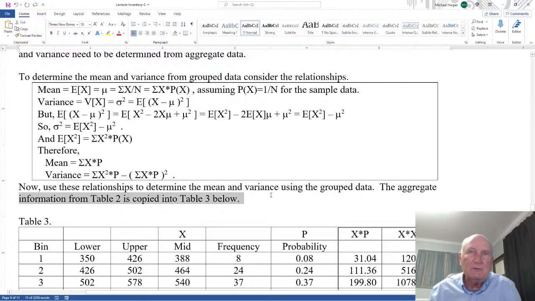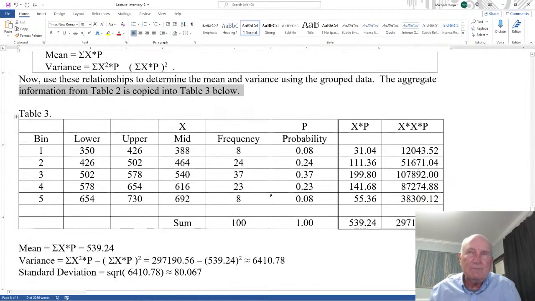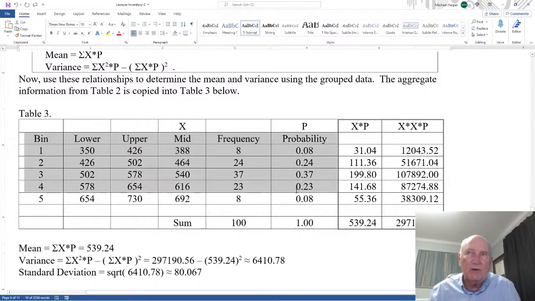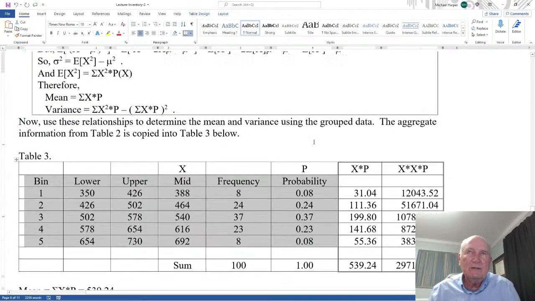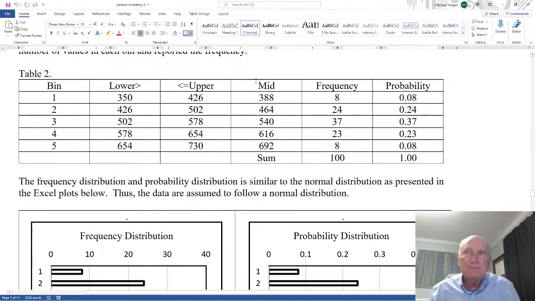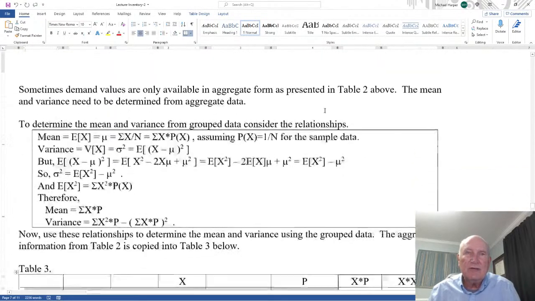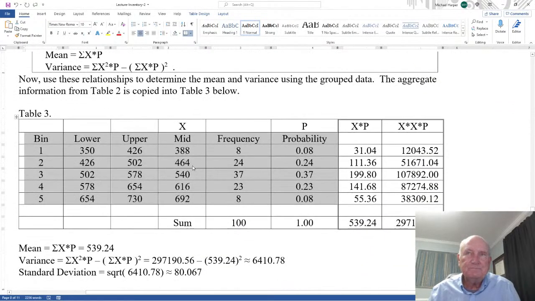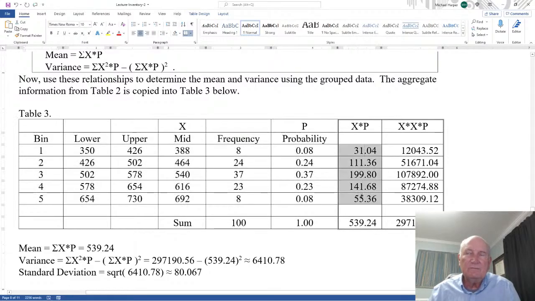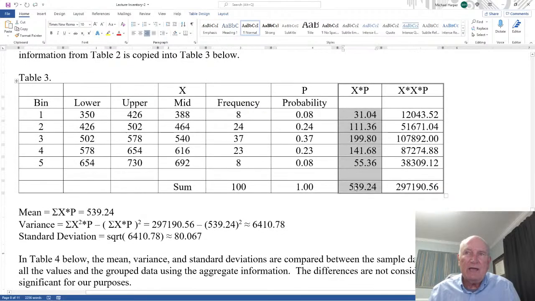The aggregate form in Table 2 is copied here in Table 3. In other words, I copied the lower, upper, and the midpoint values, frequency and probability. All of these were copied from Table 2 up here. I'm labeling the midpoint x and the probability p. So I'm taking the x times the p. That's all I'm doing. If I sum that, that turns out to be the mean.